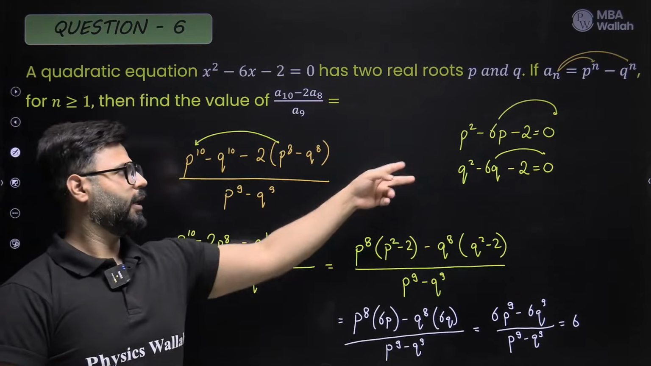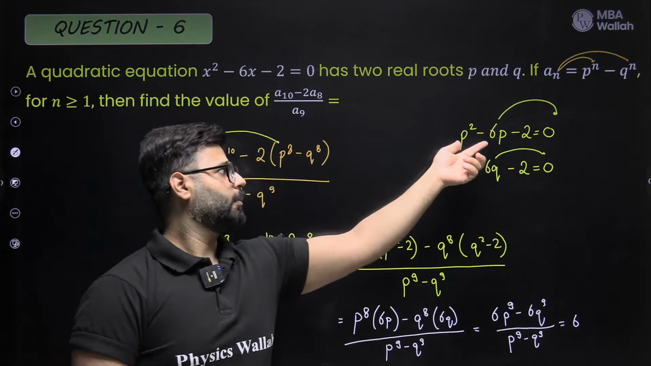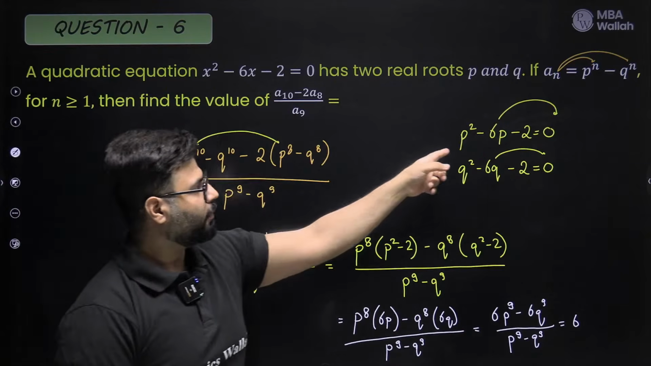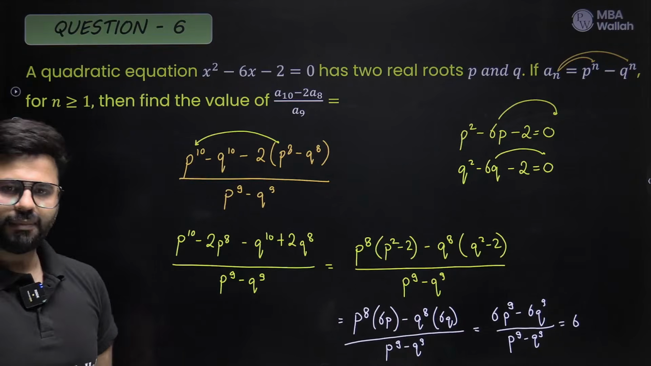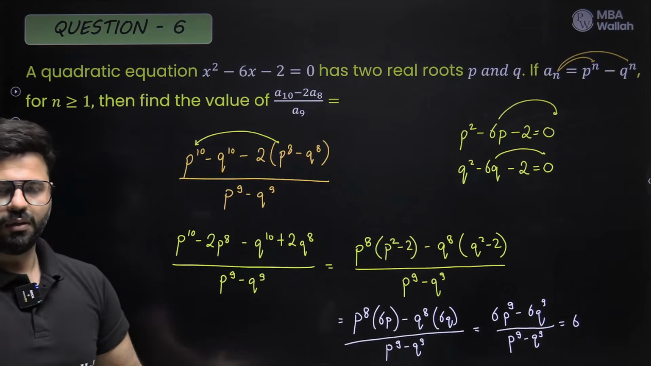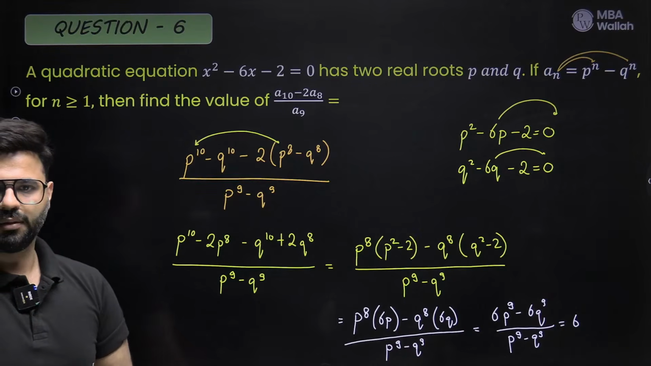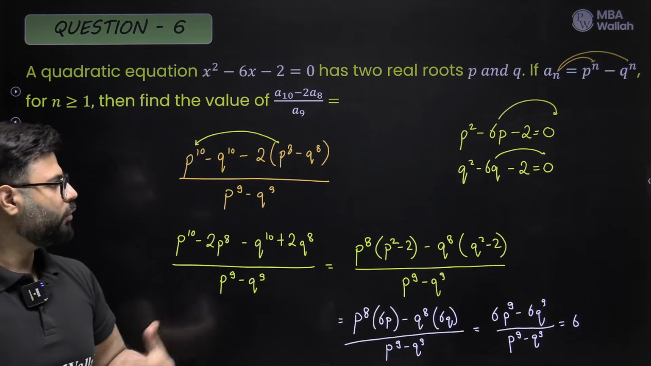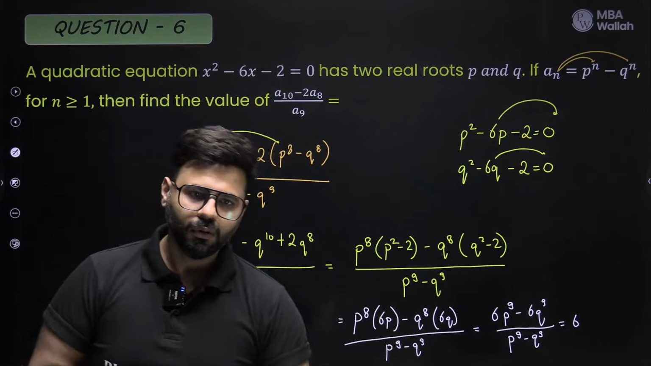Just the game of observation. Earlier, I combined the ax square minus bx term to make it. This time I combined these two to make it. Yes or no? You see how the games are played? So what was the idea? The idea is to make you realize the power of aptitude, right?